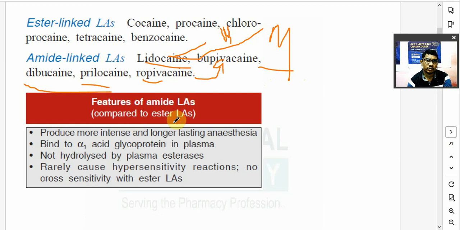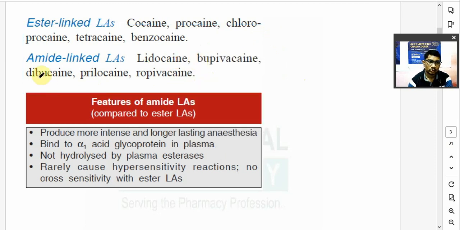Now what are the features of amide type local anesthetics as compared to ester? What is the difference between the ester and amide anesthetics? As compared to ester local anesthetics, amide local anesthetics produce more intense and long lasting anesthesia. They are potent. This means that the ester ones are less potent and have a short duration of action, producing less intensity of local anesthesia for a short duration.